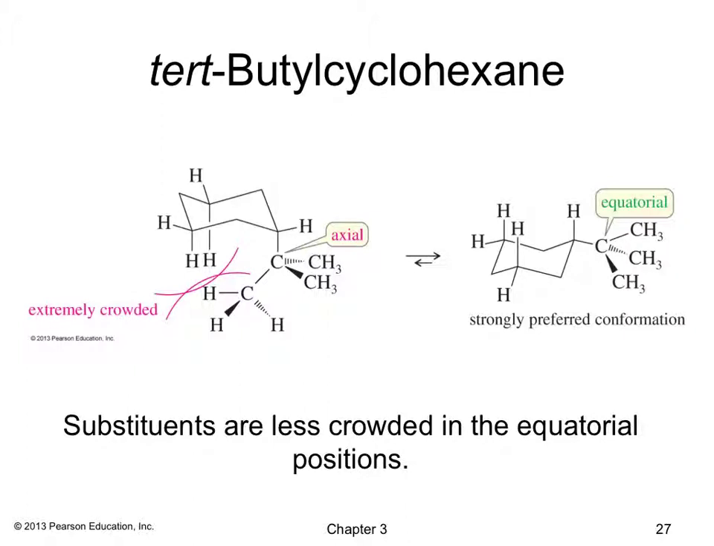In terms of tertiary butyl cyclohexane, or tert-butyl cyclohexane, look again, the tert is in italics. You see in terms of 1,3-diaxial interaction, this is extremely crowded, more so than a methyl group. As a result, it's strongly preferred that the tert-butyl group is actually in the equatorial position.